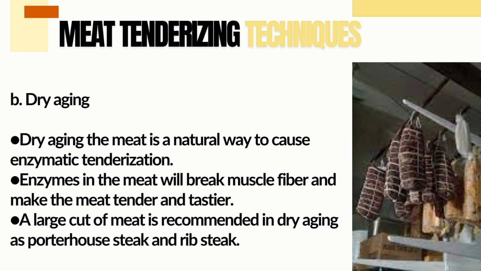B. Dry aging. Dry aging the meat is a natural way to cause enzymatic tenderization. Enzymes in the meat will break down muscle fiber and make the meat tender and tastier. A large cut of meat is recommended in dry aging, such as porterhouse steak and rib steak.